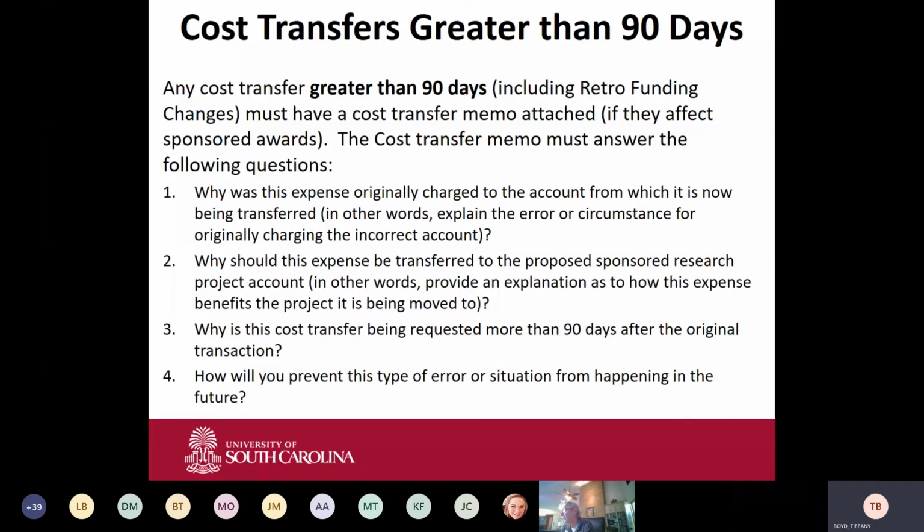And the cost transfer memo should address these following 4 questions. The first one is, why was this expense originally charged to the incorrect account? The second one, how does this expense benefit the project it's being moved to? The third question is, why is this request being requested more than 90 days after the original transaction date? And then last but not least, how are you planning to prevent this type of error or situation from happening in the future?